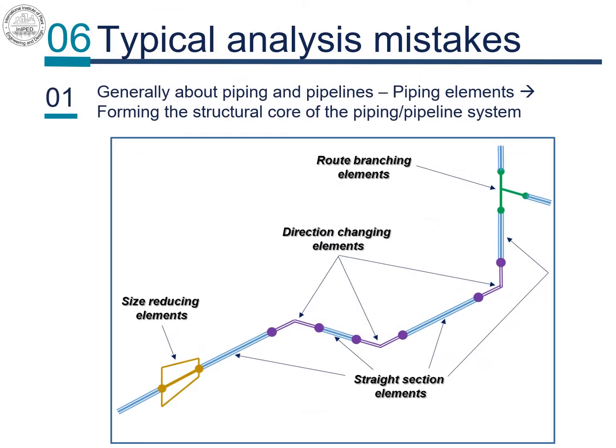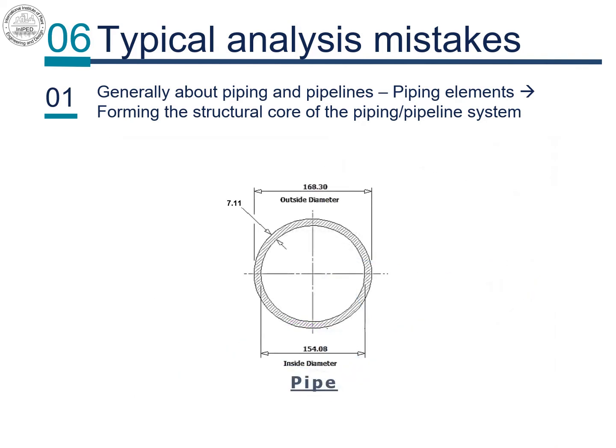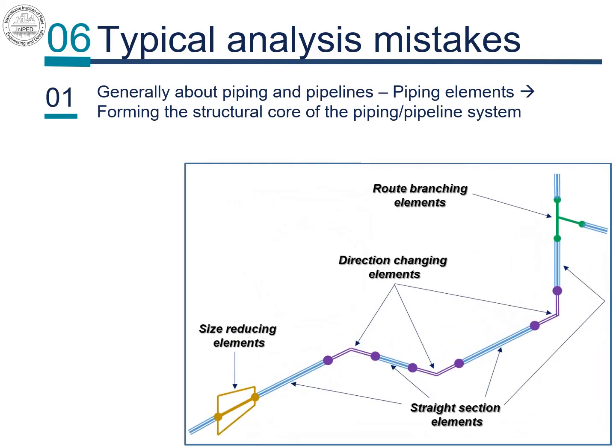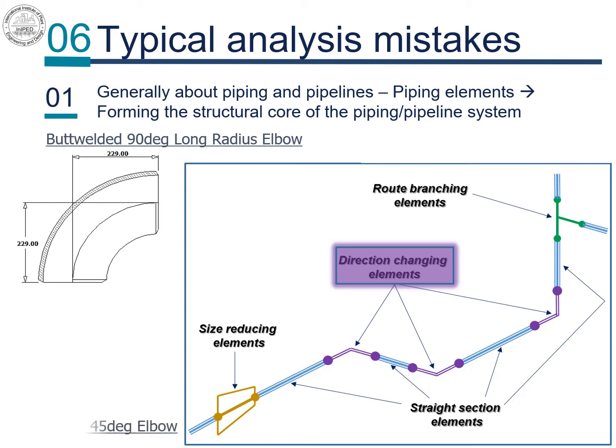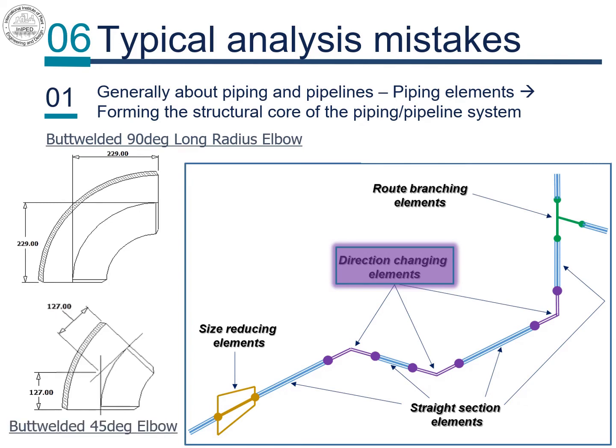Piping elements which are forming the structural core of the system consist of straight section elements, or beam elements, represented in pipe. In fact, they are beam elements with a circular cross-section. Then we have elements that are used for changing direction of the pipe system route, represented in so-called pipe fittings, like elbows for example of different sizes and radiuses, 90-degree or 45, etc.